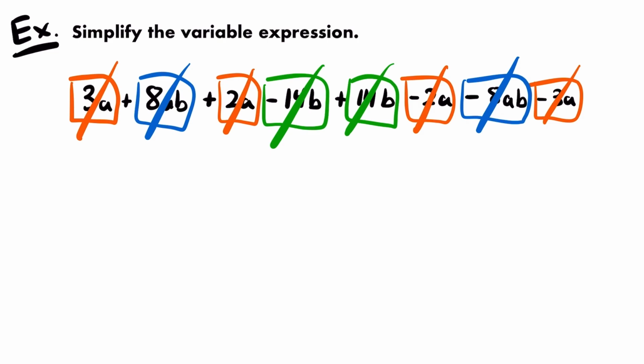So the question is, if everything cancels out, how do we simplify the variable expression? Well, the answer is pretty simple. It's just 0. Everything cancels out, so the whole thing is equal to 0. Okay, kind of a weird example, but sometimes that can happen. You can have a lot of variable terms that cancel out and just be left with 0. Okay, let's take a look at another example.